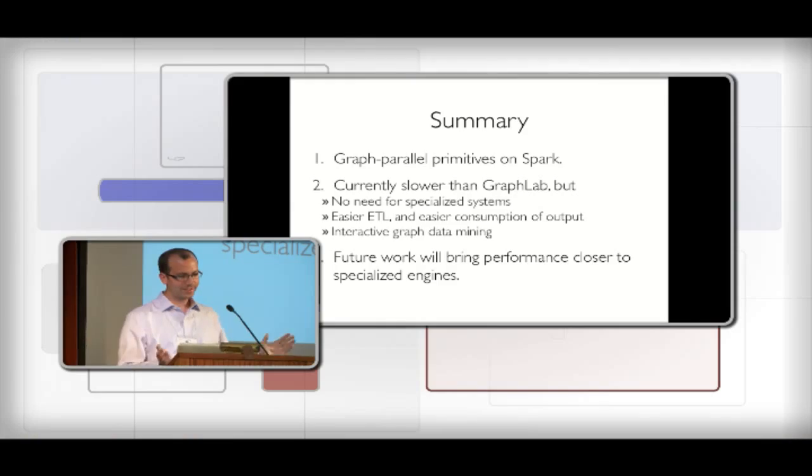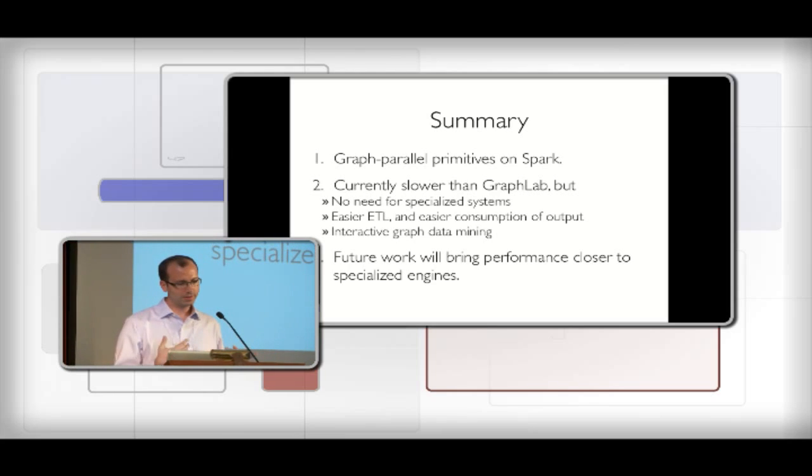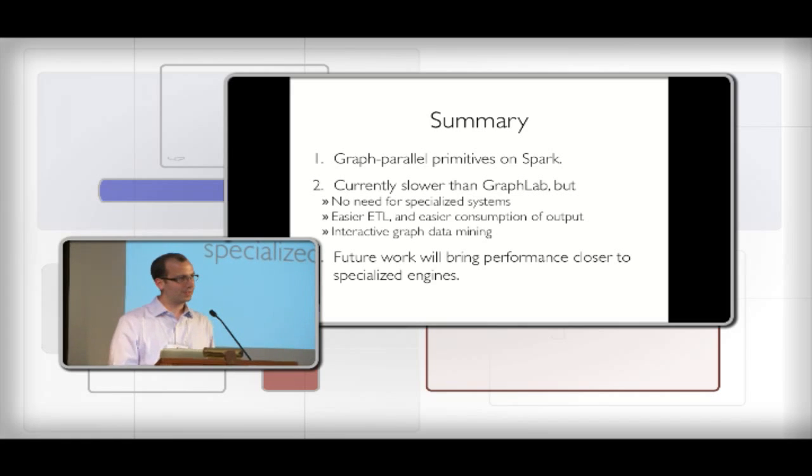All right, so a quick summary. We've essentially brought the graph parallel primitives onto a system like Spark. It's currently slower than GraphLab, but there are a lot of ways that we can improve performance, and a lot of things that we can hope to do to make it faster. In the meantime, it's also exposing a whole new set of functionality that's, I think, pretty powerful. And so, as I said, we'll hopefully be able to bring performance closer in the near future.